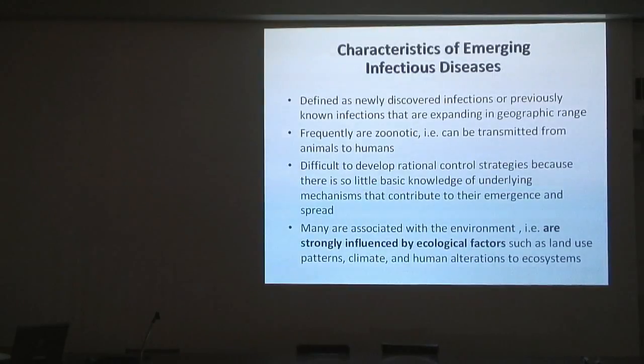Here I would like to remind you the term of emergent infectious disease, and I would like to emphasize that many emergent infectious diseases are associated with the environment and are strongly influenced by ecological factors such as land use patterns, climate, human alteration to ecosystems. So there are a lot of possibilities for using GIS in the study of emergent infectious diseases.